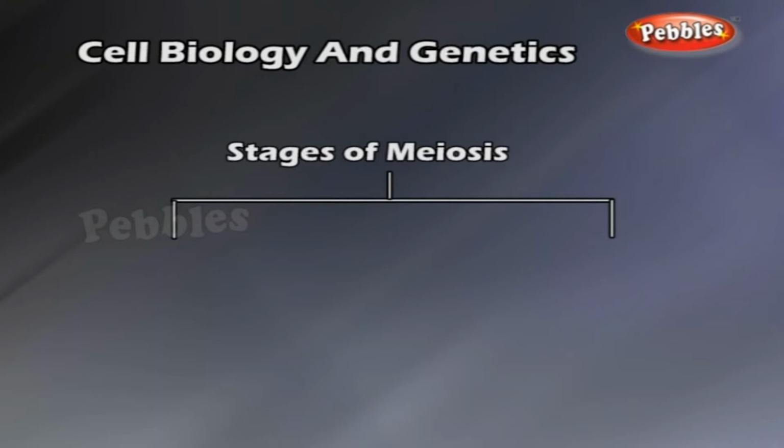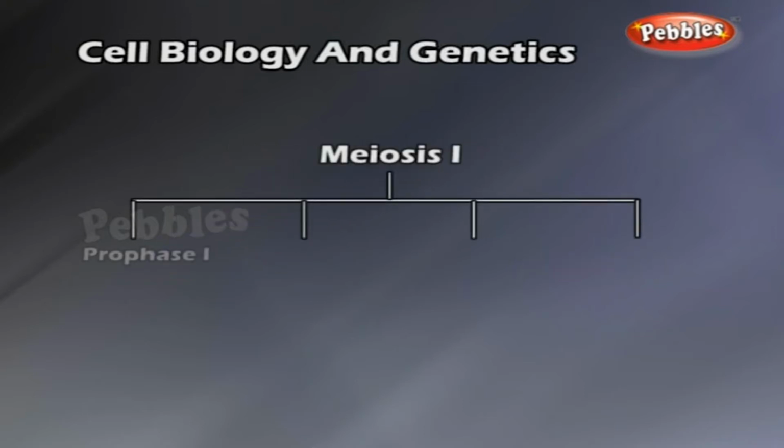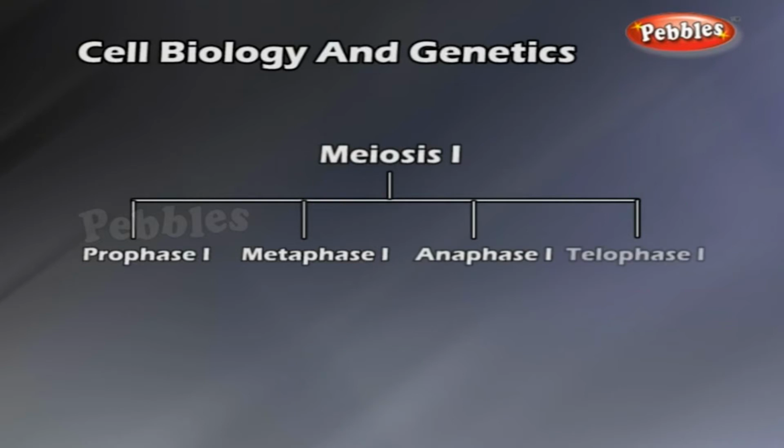Stages of meiosis: Meiosis 1 and Meiosis 2. Meiosis 1 includes prophase 1, metaphase 1, anaphase 1, and telophase 1.